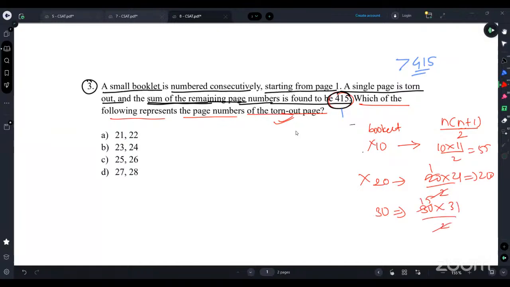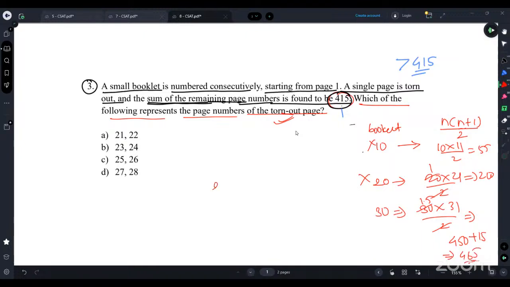Okay, so 15. How much will this page number be, guys? It will be 450 plus 15. Again, I'm using a calculation trick. 15 threes are 45 and 15 ones are 15. So it is 465. So 465 is just above 415.